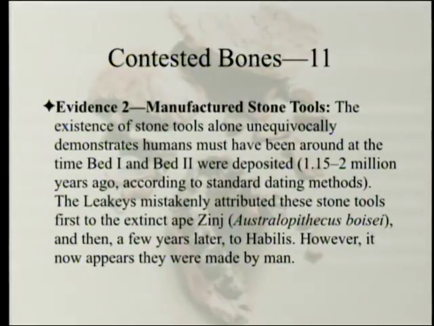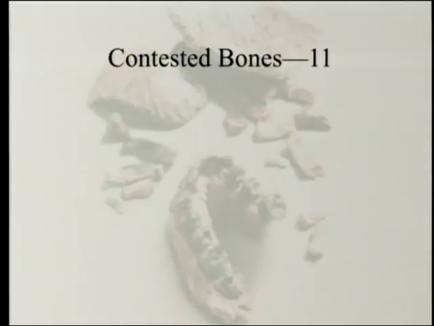Evidence two is manufactured stone tools. The existence of stone tools alone unequivocally demonstrates humans must have been around at the time Bed 1 and Bed 2 were deposited, 1.15 to 2 million years ago, according to standard dating methods. The Leakeys mistakenly attributed these stone tools first to the extinct ape Zinj, because it's the only thing they could see, and then a few years later to Habilis. However, it now appears they were made by man. The man-like part of Habilis, if you like.